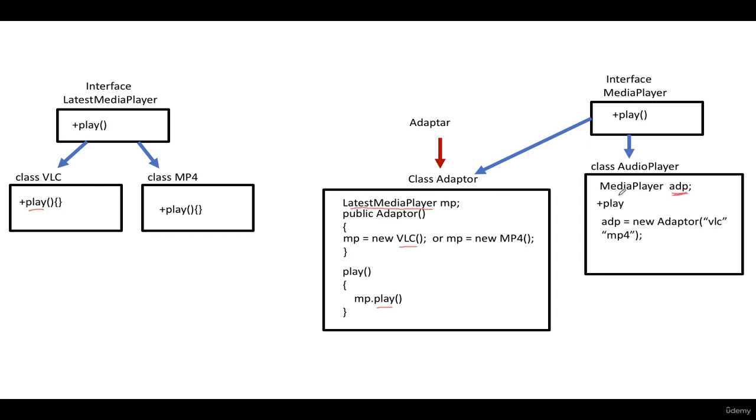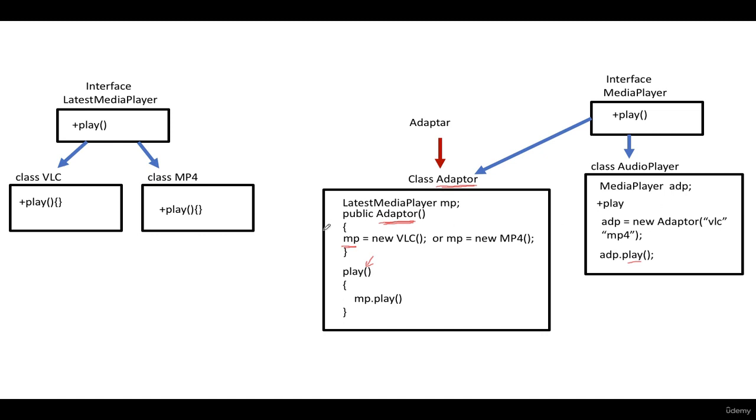So basically this is the instance of this interface, which is media player, and here we are creating the instance of adapter class. When we call new adapter, basically we are calling the constructor, and in this constructor, accordingly whether the audio player is passing VLC or MP4, we are creating the instance of VLC or MP4. So if we pass VLC here, we create the instance of VLC class, and then we call the play method of this adapter class, which correspondingly calls the play method of VLC.